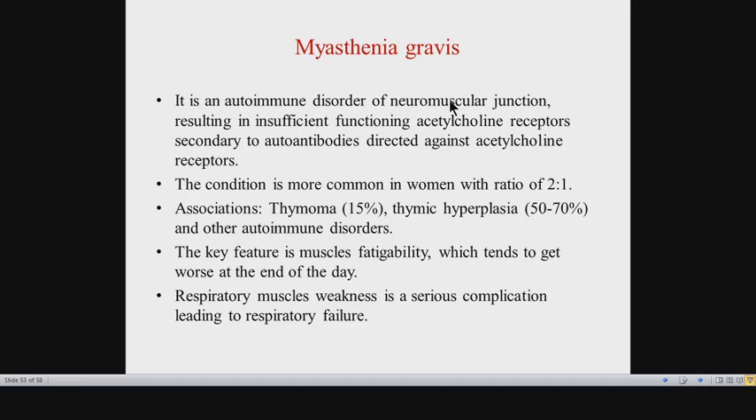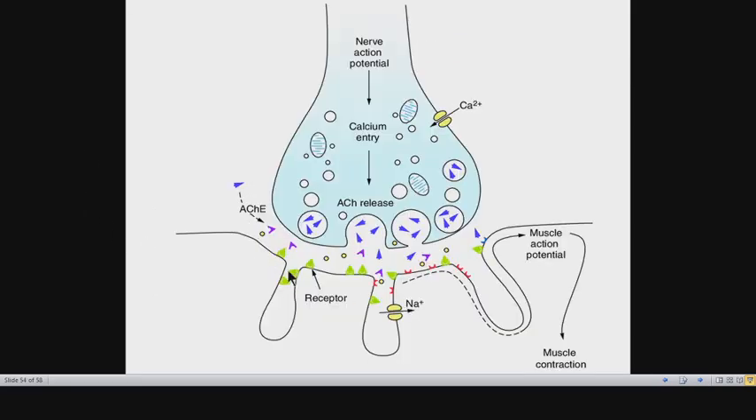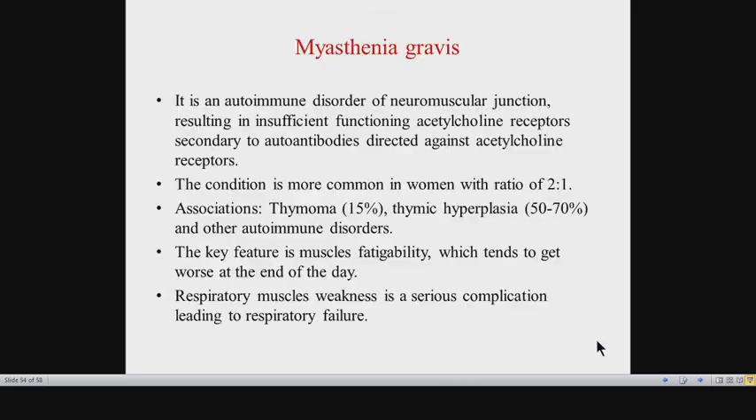So Myasthenia Gravis is a type 2 hypersensitivity reaction. It's an autoimmune disease which is directed against acetylcholine receptors. When there are insufficient active acetylcholine receptors, that means there will be less activation of acetylcholine receptors by acetylcholine, and this will lead to less generation of action potential in the muscle, and that will lead to weakness eventually.